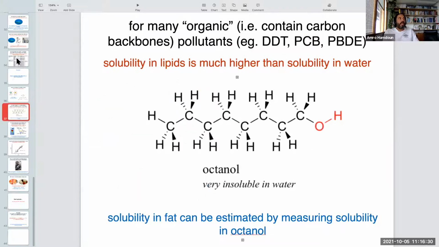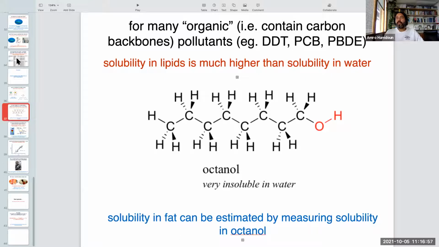So for many organic compounds, a better way to understand their behavior is to understand their solubility in lipids rather than their solubility in water. And you can take octanol, which you can think of as basically like water is a solvent for hydrophilic compounds. Octanol is a solvent for lipophilic compounds. And you can estimate solubility in fat by measuring solubility in octanol.